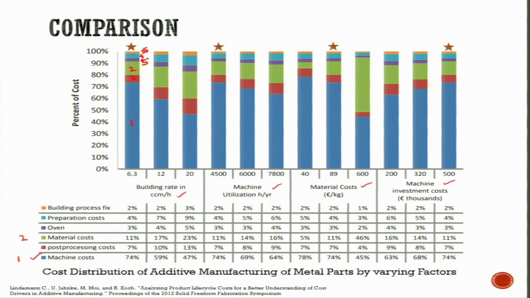So what are these? The first one is machine cost, the second one is the material cost, the third one is my post-processing cost. Then I get the fourth, the light blue, that is the preparation cost. Preparation means preparation of the system, preparation of the build, preparation of the machine, preparation of the materials. So all these different costs are taken here. Then we have the oven, the electricity and everything else in it. The building process fix, finally, when we try to do it. So that becomes the sixth component.